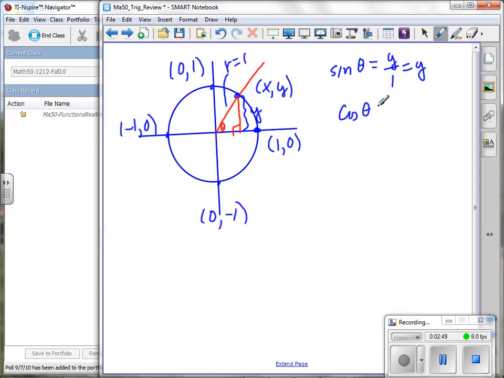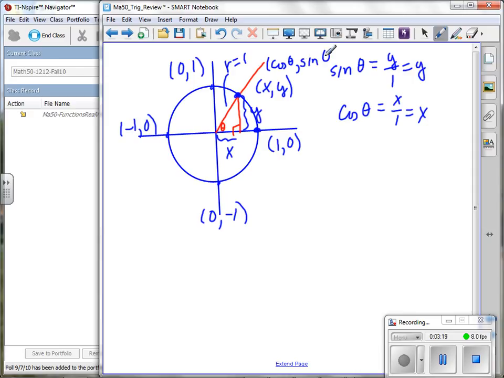Cosine theta is adjacent. So what is the measure of this side of this triangle? It'd have to be x. And so cosine is adjacent divided by hypotenuse, or simply x. So we can name any points on the unit circle with the xy coordinates, or we can name them as cosine theta, sine theta.